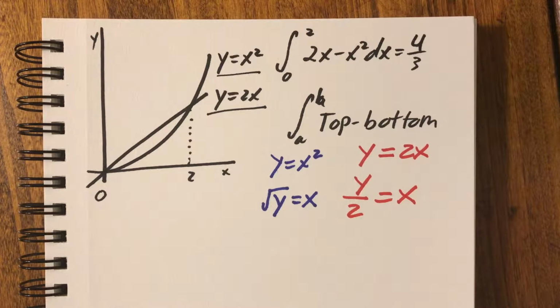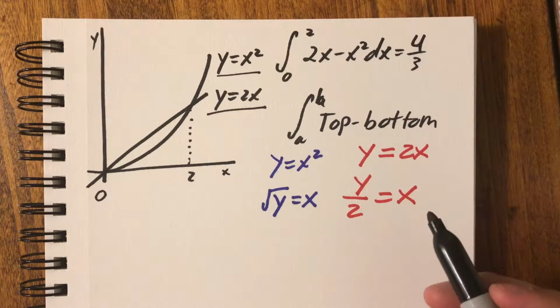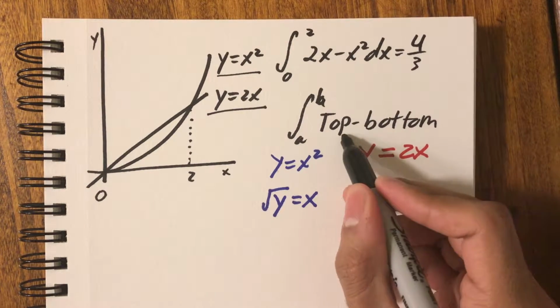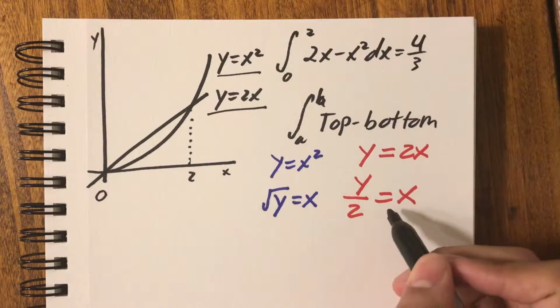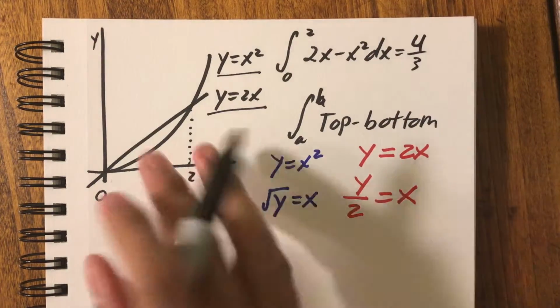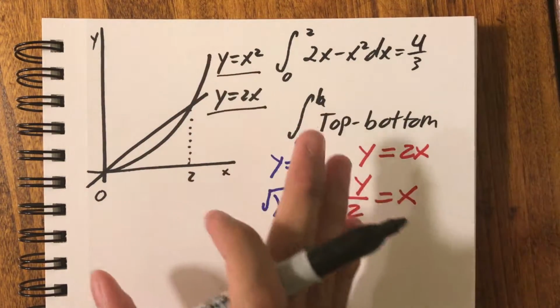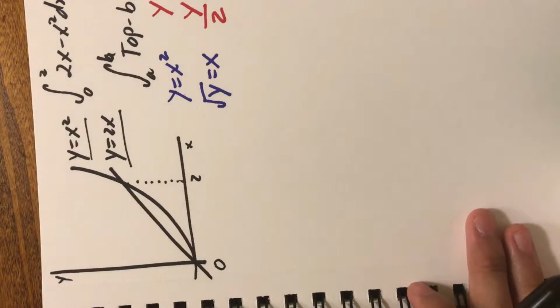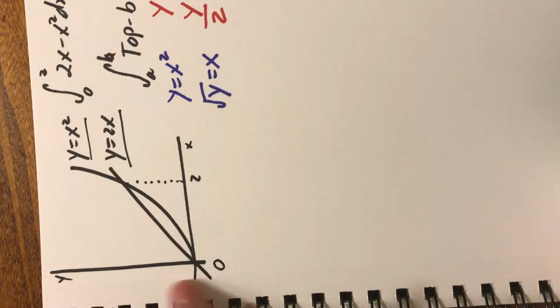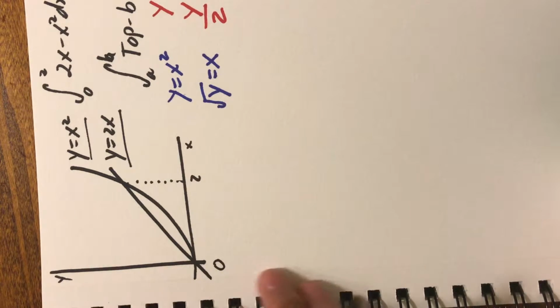So how do you want to think about this? Well, I told you to think about taking the area between curves as the top function minus the bottom function. But now these are in terms of y, so you have to flip or turn this graph around like this to see which is the top and which is the bottom, because now it's in terms of y, so y is your base.